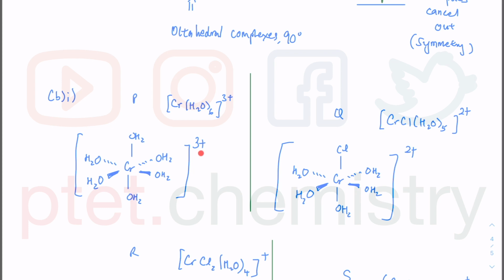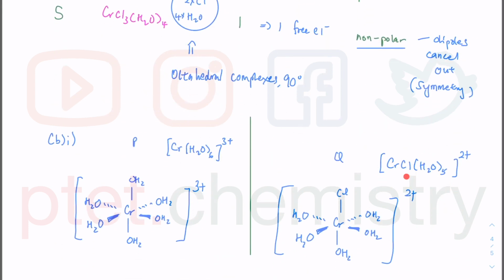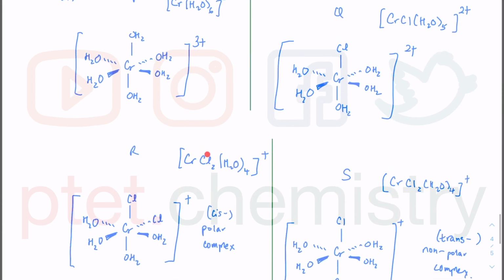I included the charge already because there are 3 free chlorides. Based on this information, there are 2 free chlorides, so 1 is bound. So +3 minus 1 gives you +2. +3 minus 1 minus 1 gives you +1, for the charges that I have included there.